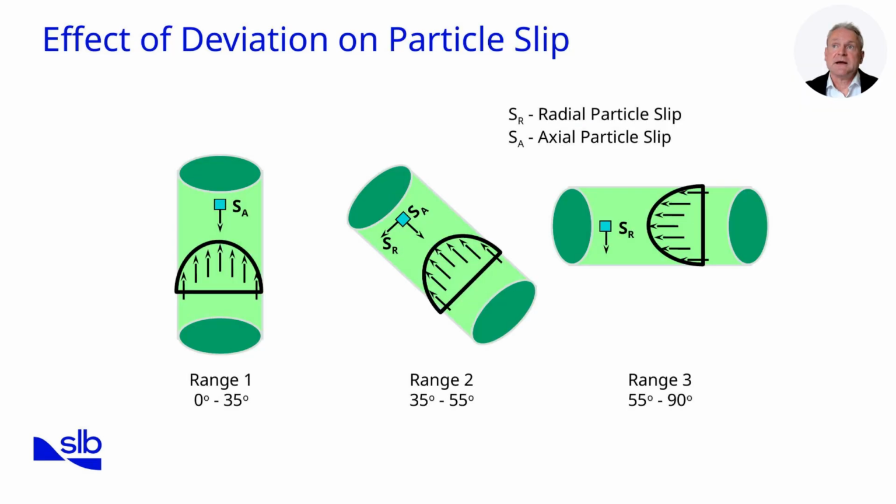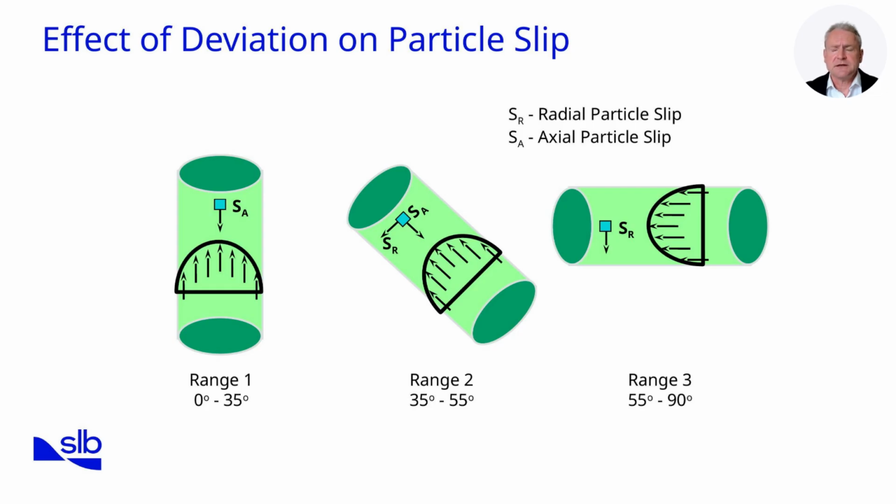Now let's look at the effect of particle slip with deviation. How does wellbore deviation affect the way particles, or cuttings, settle in the annulus? We see three images from left to right, representing three inclination ranges. In the first image, range 1 covers 0 degrees to 35 degrees deviation.